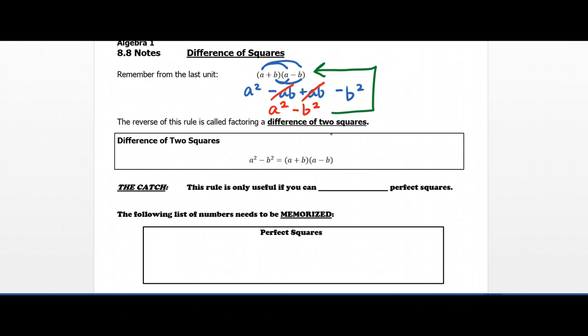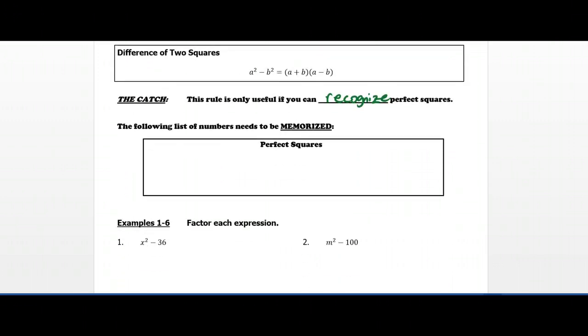The one catch to this rule is that it's only useful if you can recognize what are called your perfect squares. So that's the first thing we're going to look at in this video, the list of perfect squares. The numbers that we put in this box, this list of numbers, need to be memorized. You're going to get these numbers from taking each integer, starting with 1, and squaring it.